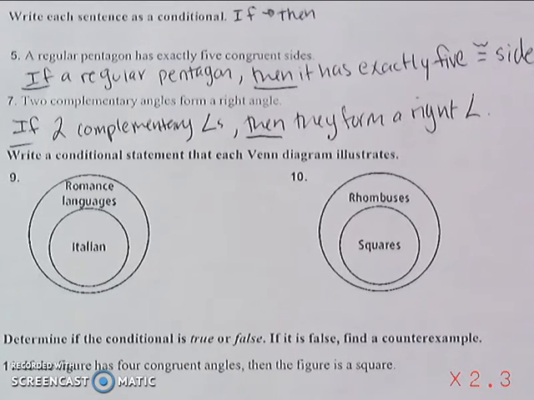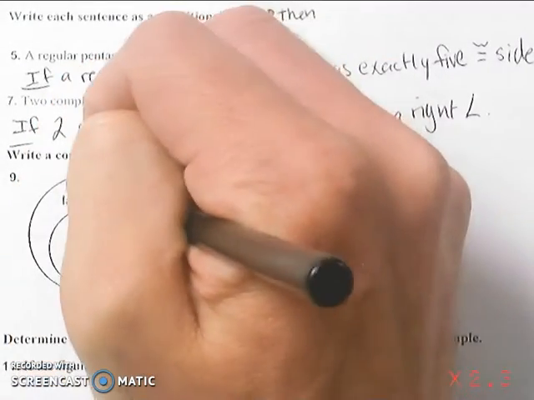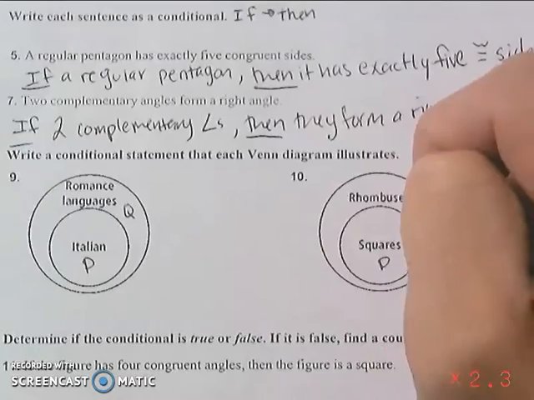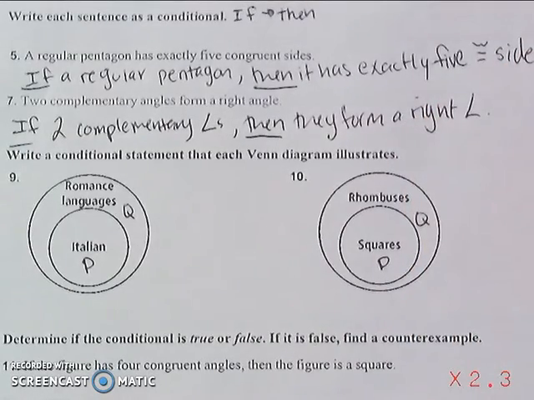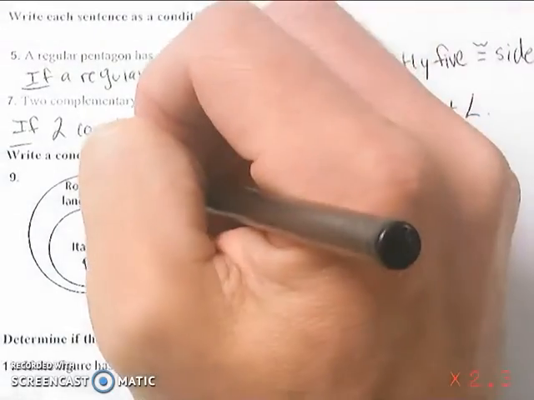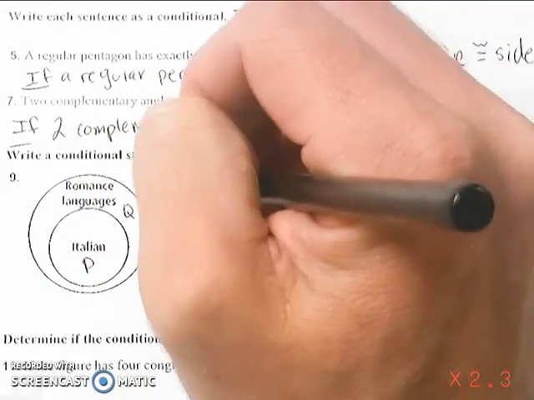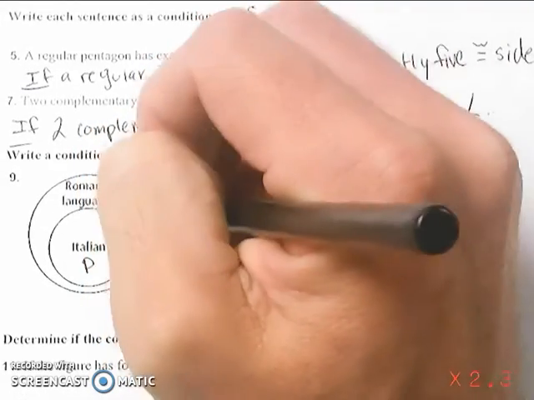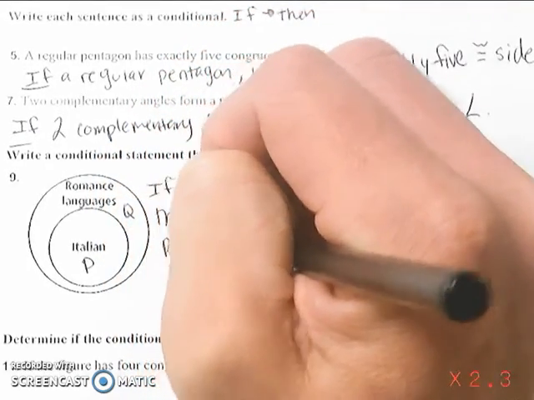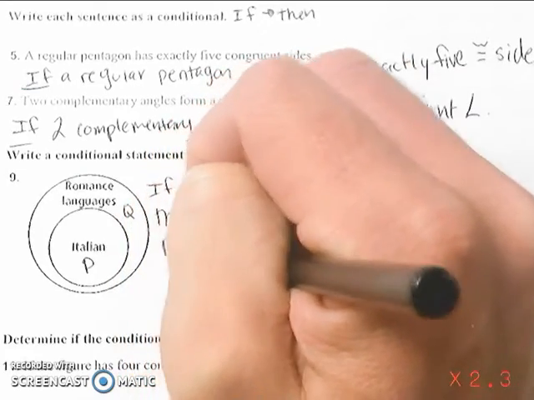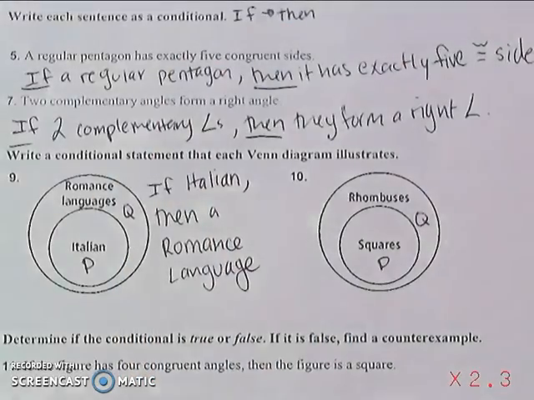Number 9: write a conditional statement that each Venn diagram illustrates. The inside is our P, the outside is our Q. So we're always going to start with our hypothesis on the inside, and then work out. Let's go ahead and do this. So if Italian, then a Romance language. And that's true. If Italian, then it's a Romance language.